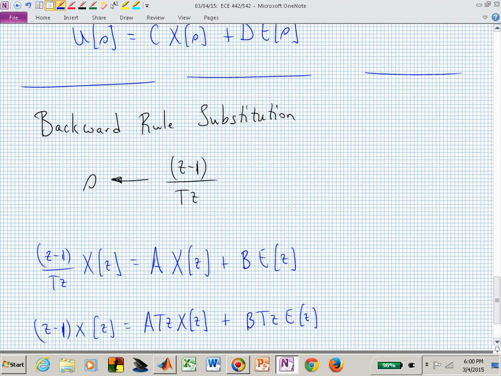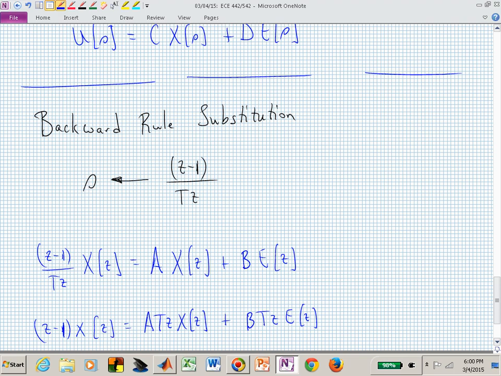Did you get this far? You can multiply through by scalars as much as you want, and T is just a number. That's the sample period. Z is a scalar variable. Now can you take that equation into the time domain? Because that's where we eventually want to end up. Can you put this last row into the time domain?